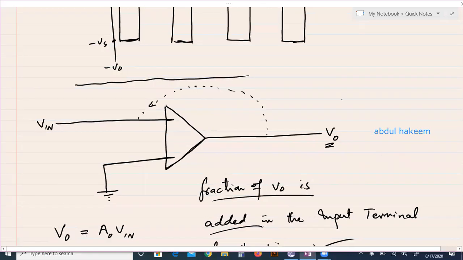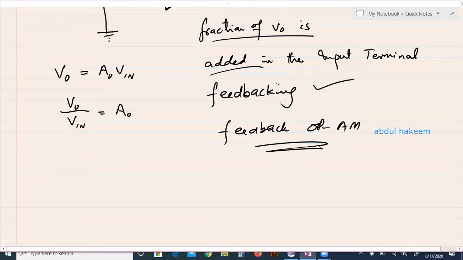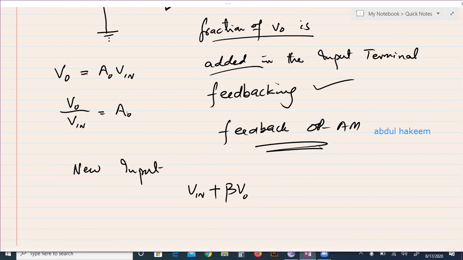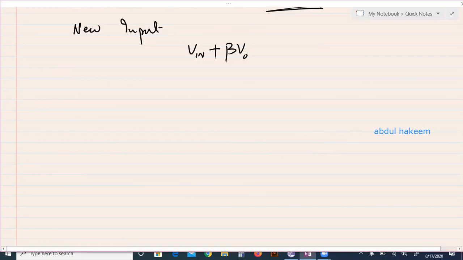Now, the fraction, the portion of that output voltage is represented by beta V naught, 1/10, 1/100, 1/16, any fraction. So after feedbacking, the new input will be V in, the previous one, and beta V naught after the feedback. So total becomes Vin plus beta V naught. So this is the new input now.